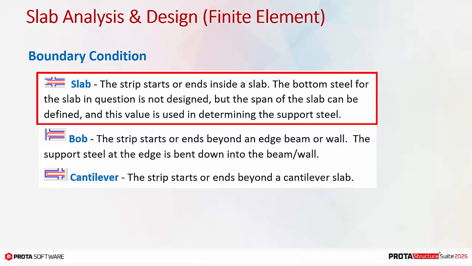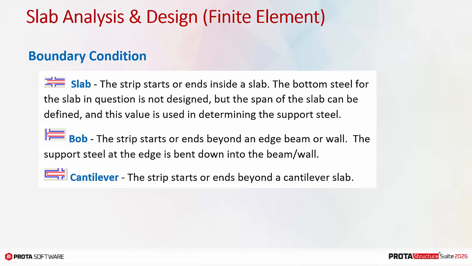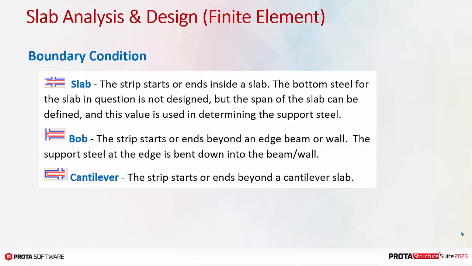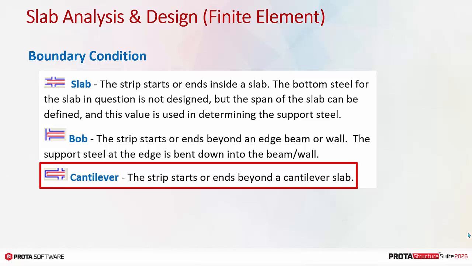User must specify the length of the slab where the strip ends. The support top bar will extend into the last slab. BOB, bending of bar. The strip starts and ends beyond an edge beam or wall. The support steel at the end will bend down into the beam or wall. Cantilever. The strip starts or ends beyond a cantilever slab.